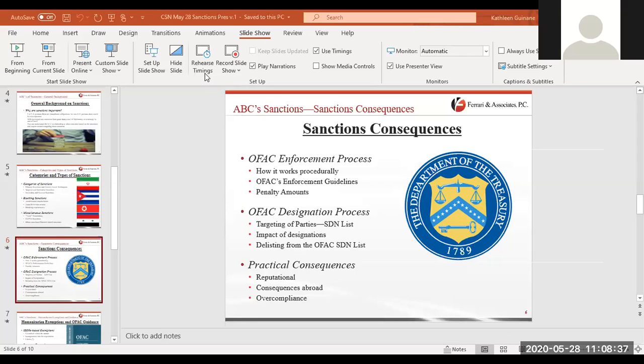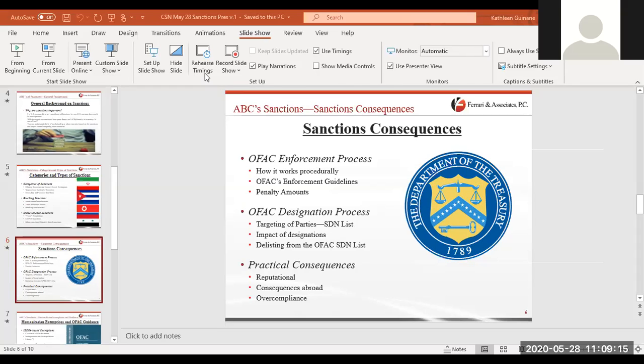Practical consequences, reputational. It's very hard to ever overcome a sanctions designation, even once you're delisted. The material underlying that was circulated at the time of the designation stays online. People find it, even if you've been removed. Counterparties generally don't want to deal with you. So it's been called an economic death penalty. I think that's an extreme term, but maybe not entirely unfair. It's really harmful to your reputation and has long-standing harm even after a designation is removed.